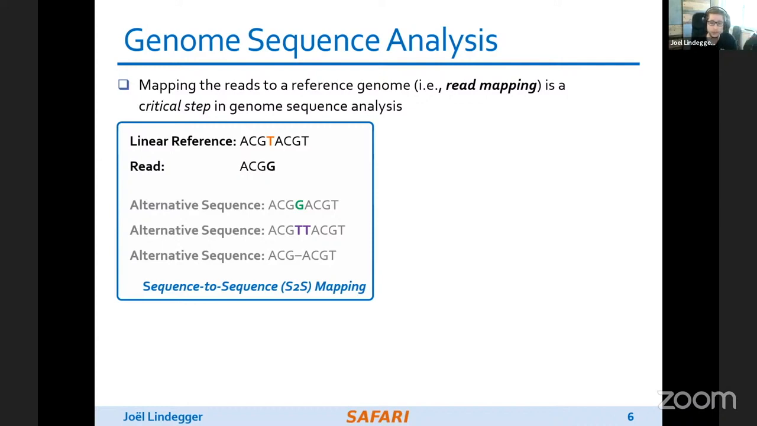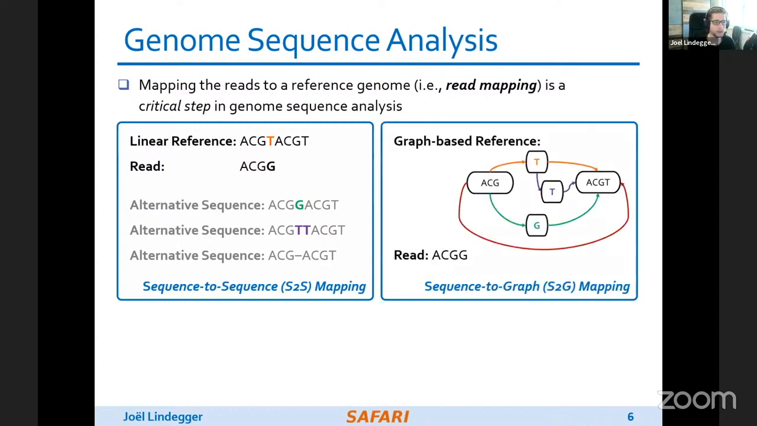However, the advantage here is that this is a very well-studied problem. This sequence-to-sequence mapping is very well studied. There are many accelerators. We can do it fairly efficiently these days. But this issue of having only one linear reference introduces something we call reference bias. This idea of overemphasizing one reference is called reference bias. That's really the main downside of this approach.